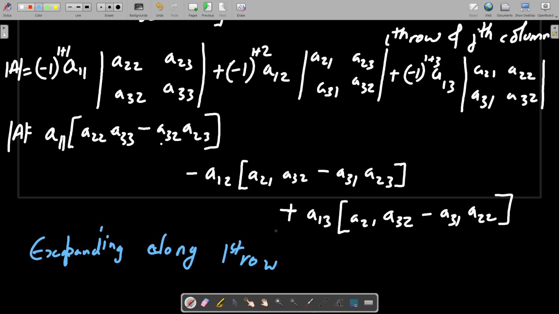There are other things: you can expand on second row, third row, and all. But that requires a little bit of patience and work. Sometimes that might be easy, this might be difficult, but whatever. Okay, so let us continue. So let us solve some examples.